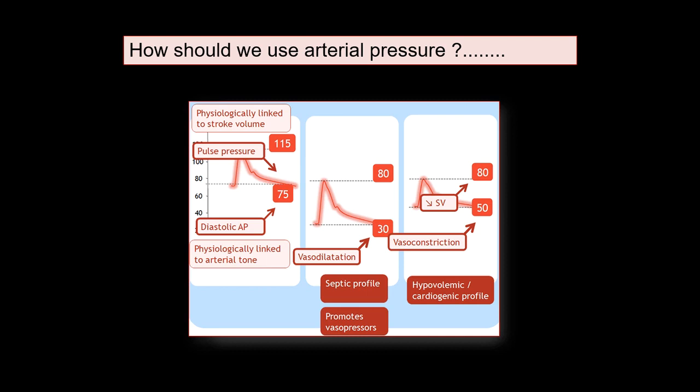But look at this condition, the systolic pressure is 80 but diastolic pressure is very high. So here the pulse pressure is high, here the pulse pressure is low. It indicates that stroke volume has gone down. This high diastolic pressure indicates that the patient is in a vasoconstricted state. It could be a hypovolemic or cardiogenic patient where reflex vasoconstriction is taking place just to compensate the mean arterial pressure.